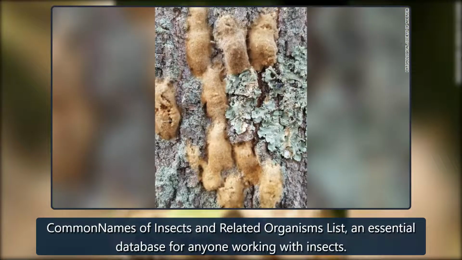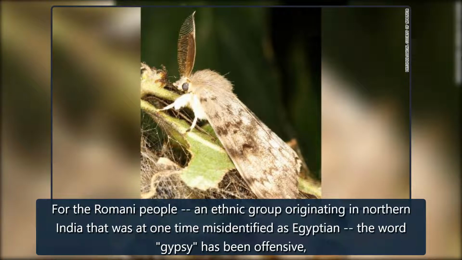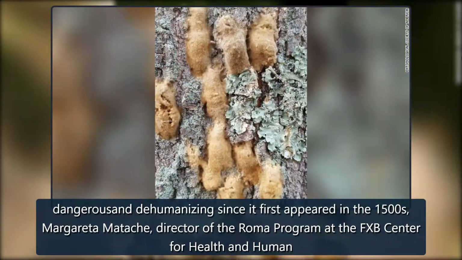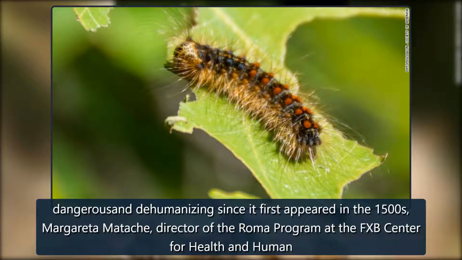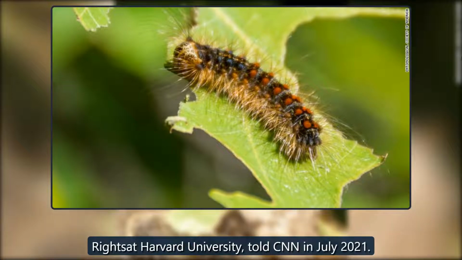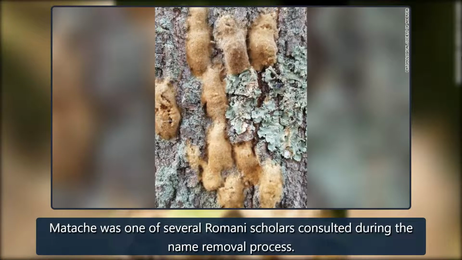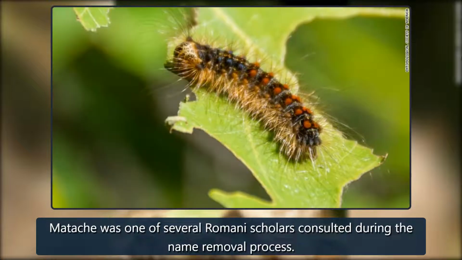with insects. For the Romani people, an ethnic group originating in northern India that was at one time misidentified as Egyptian, the word gypsy has been offensive, dangerous and dehumanizing since it first appeared in the 1500s, Margareta Matache, director of the Roma program at the FXB Center for Health and Human Rights at Harvard University, told CNN in July 2021. Matache was one of several Romani scholars consulted during the name removal process.